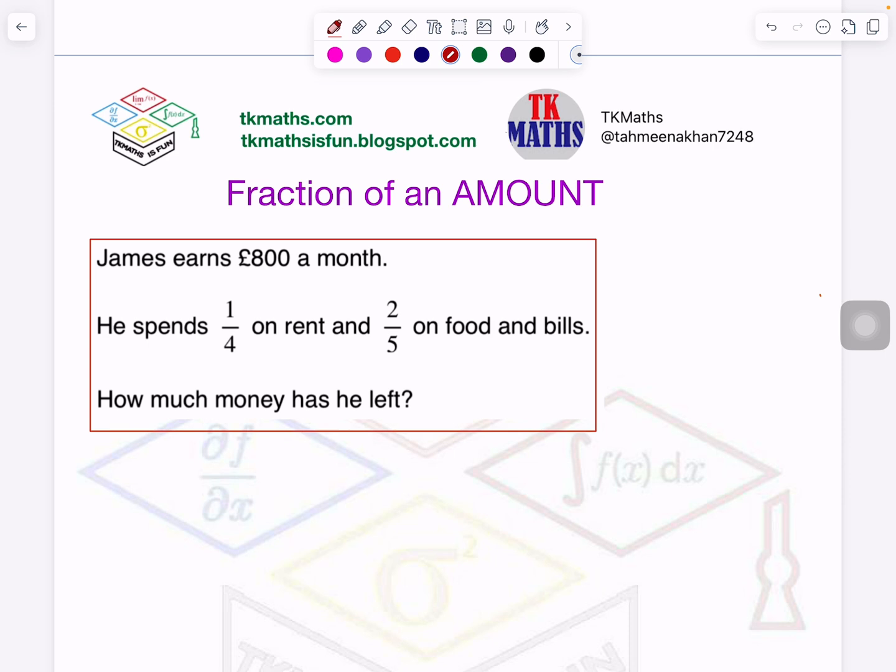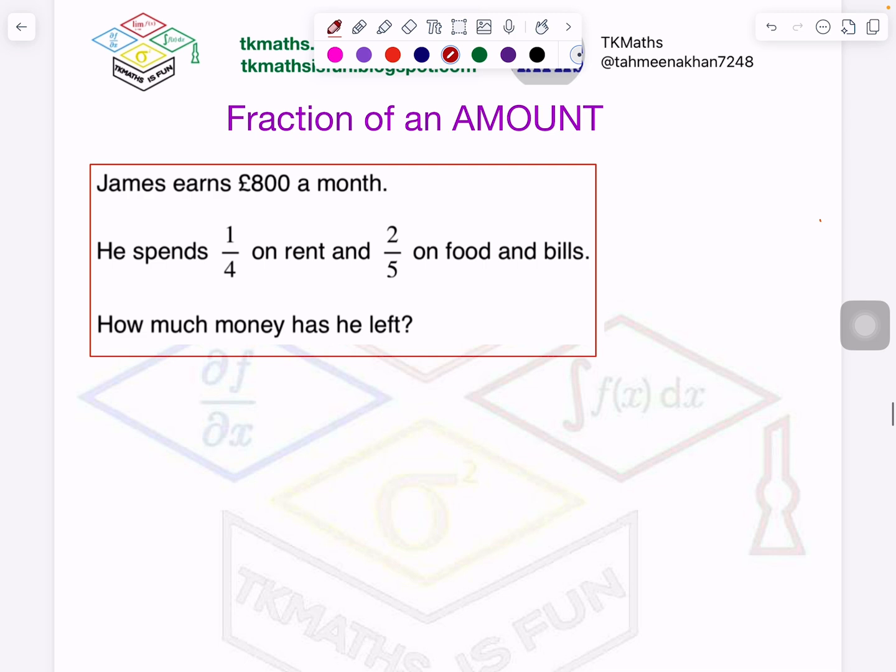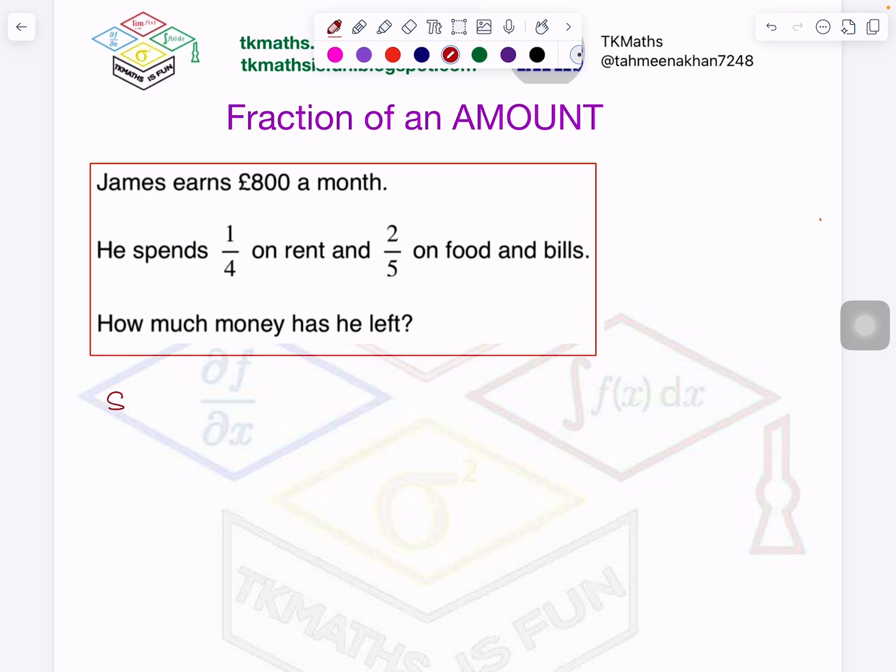James earned 800 pounds a month. He spent 1/4 on rent. So first of all, let's find out how much he spent on rent. I'm talking about rent. So 1/4 of what? Of his earning, which is 800. So I can easily solve it.